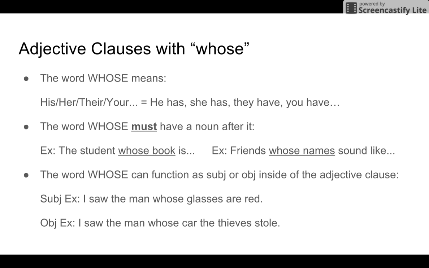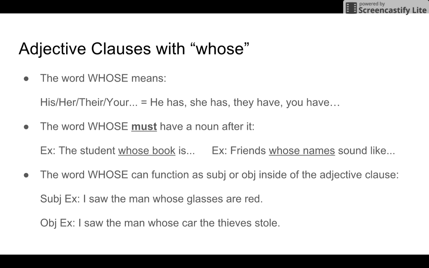Let's look at the example. The student whose book is, so it's whose book. So we've got student and then we've got book. It's showing the relationship. This student has a book. The friends whose names sound like. And the word whose can function as a subject or an object inside of the sentence.